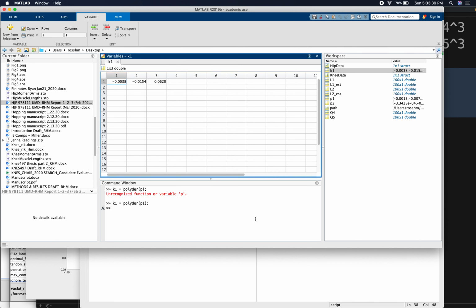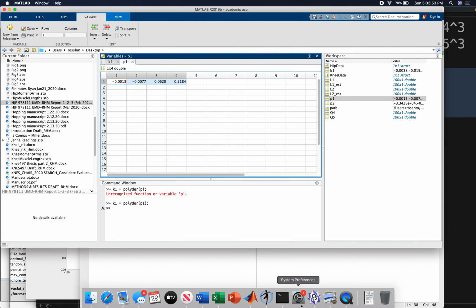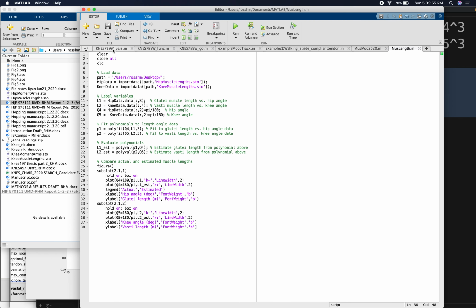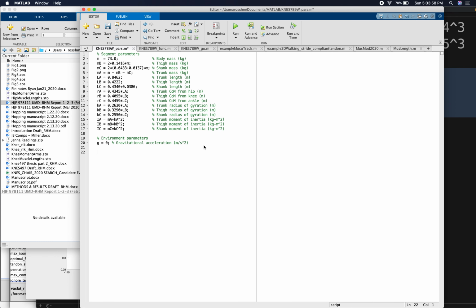Okay, so the actual data that we need out of here is going to be these polynomial values. So I'm going to copy these values from my polynomial fits, and I'm going to paste them into my parameters script for my musculoskeletal model. And I'm going to call these my muscle length polynomial coefficients.